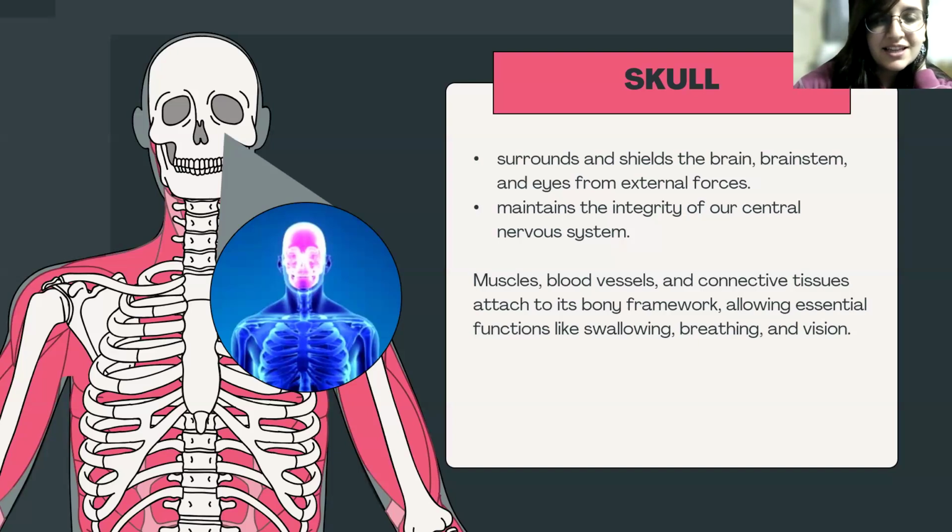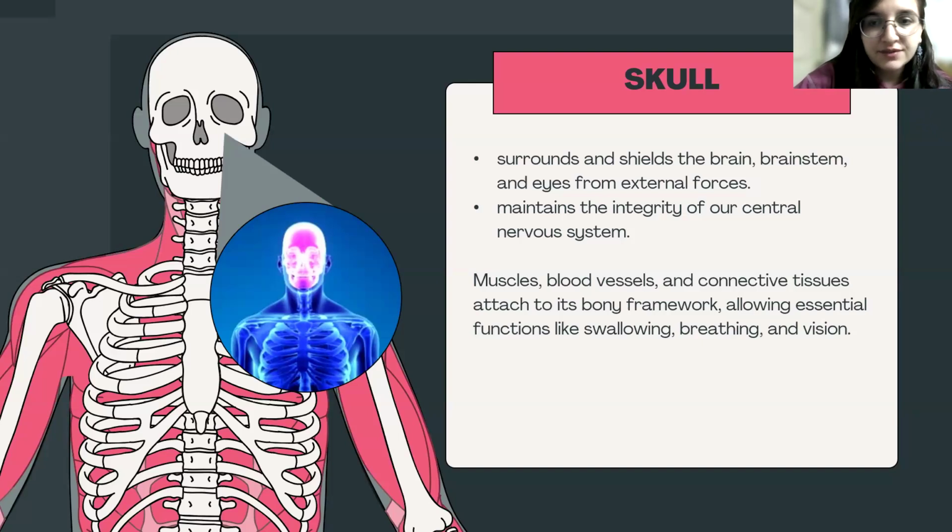So the skull is the top part of your skeleton here, and it is very important and very crucial because it protects the brain and the brainstem and the eyes from external forces. So it even protects your eyes. And again, this is very important because we studied the central nervous system, right? That system is very important, and the skull being its protector is a very important role.